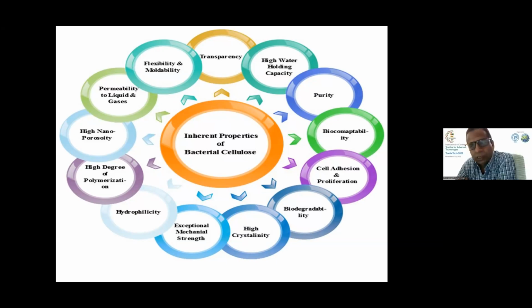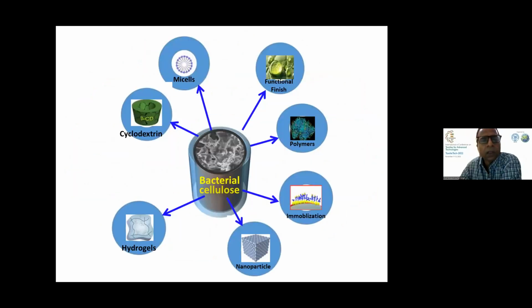Biodegradability, high crystallinity, 70 to 80% crystallinity can be achieved easily without making any extra effort. Exceptional mechanical strength, hydrophilicity, high degree of polymerization, high nanoporosity, permeability to liquid and gases, that is also present here, flexibility and moldability. So all these attributes make this biomaterial very useful nowadays.